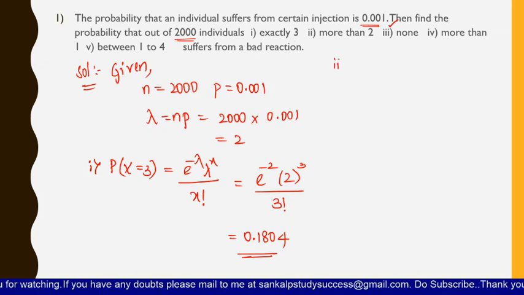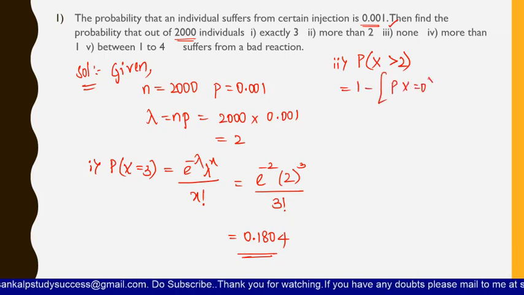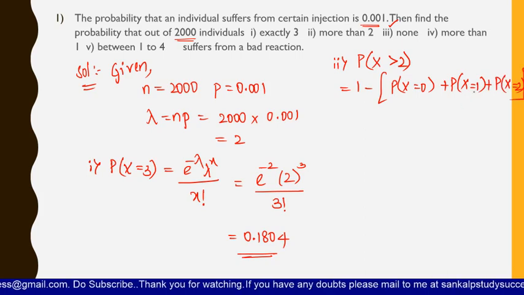Now let us see the second one. Here, more than 2 suffer from a bad reaction. That means x is greater than 2. Among 2000 individuals, you are just finding greater than 2, so we will find it in this way: 1 minus of P of x equals 0 plus P of x equals 1 plus P of x equals 2. In this way, you will find P of x greater than 2.